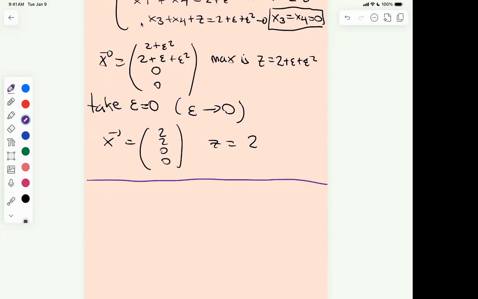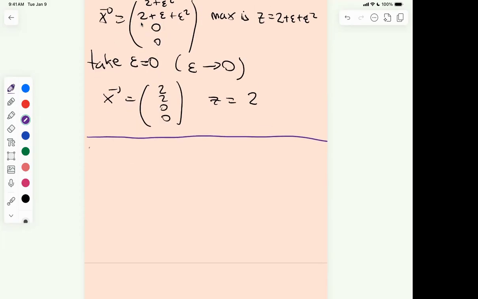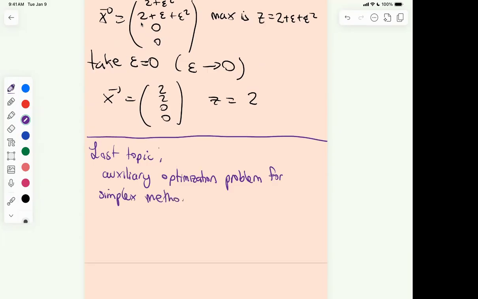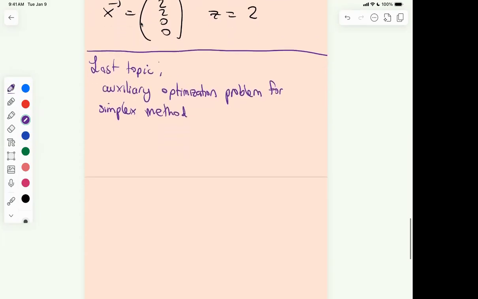Now the last topic, which I'll just start for today because I don't think I'll get to finish it, is the auxiliary system for the simplex method, the auxiliary optimization problem. Okay, let me go up. Let me find the example that I wanted to.